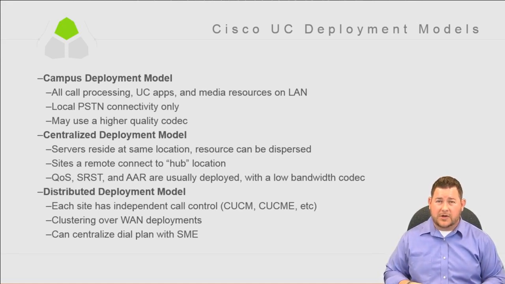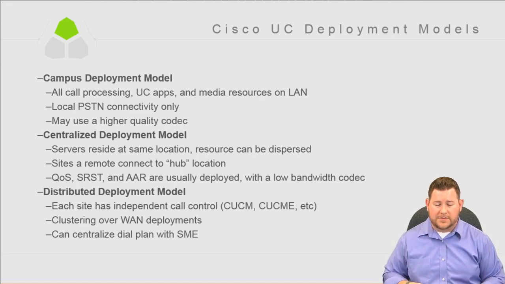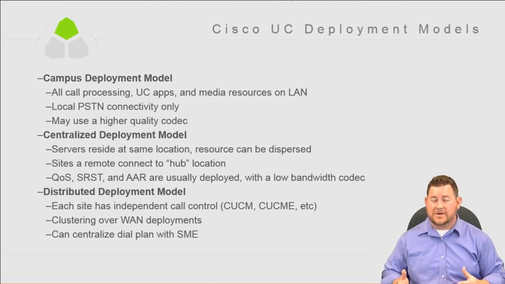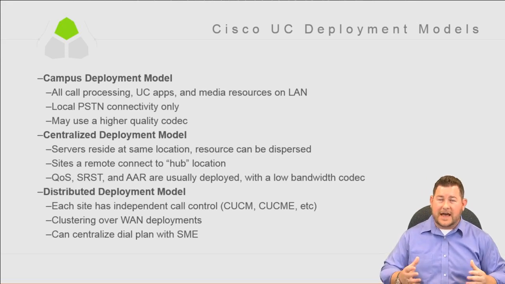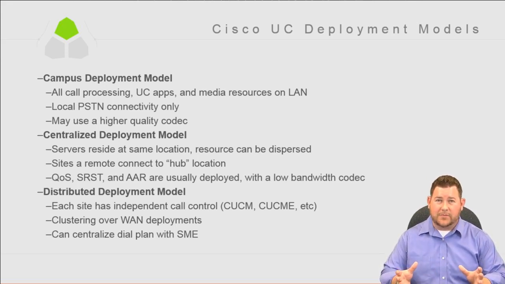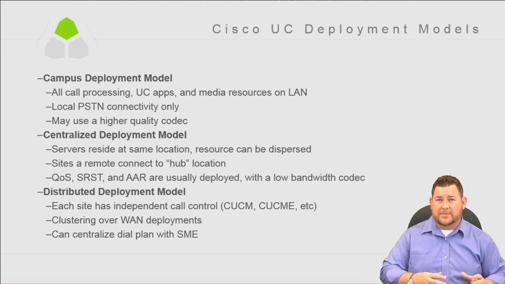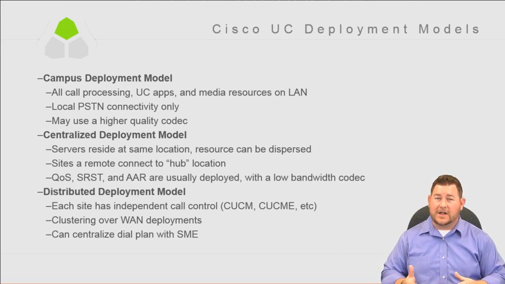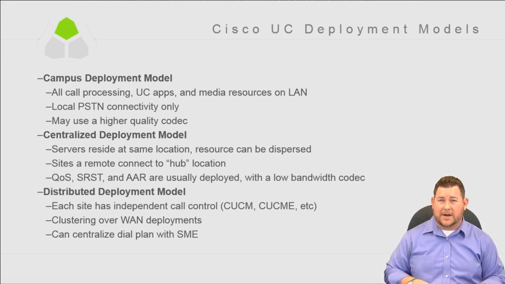So it says here, QoS, SRST, and AAR are usually deployed with a low bandwidth codec. So quality of service, of course, is going to be necessary because you're now not on just your LAN anymore. You're communicating over your WAN. So you're going to have the routers communicating back to the central server to call other sites or between sites over that WAN. So you need to make sure that QoS is set up to prioritize your VoIP traffic, video traffic, signaling traffic, anything else that you might have that's important. Obviously, QoS plays a huge role in it.